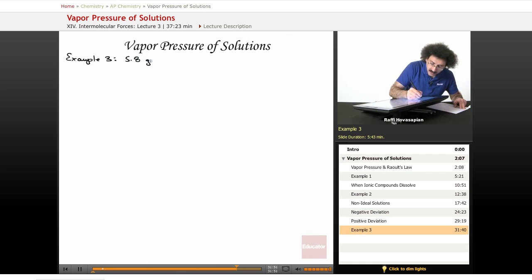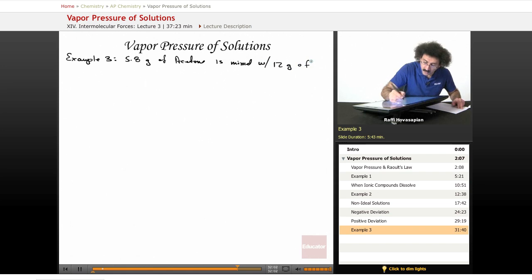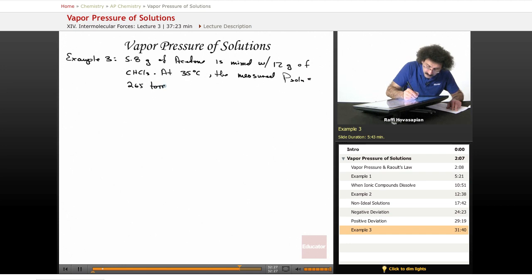0.8 grams of acetone is mixed with 12 grams of CHCl3. Okay? Now, at 35 degrees Celsius, the measured vapor pressure of solution is equal to 265 torr. Okay, is this an ideal solution?